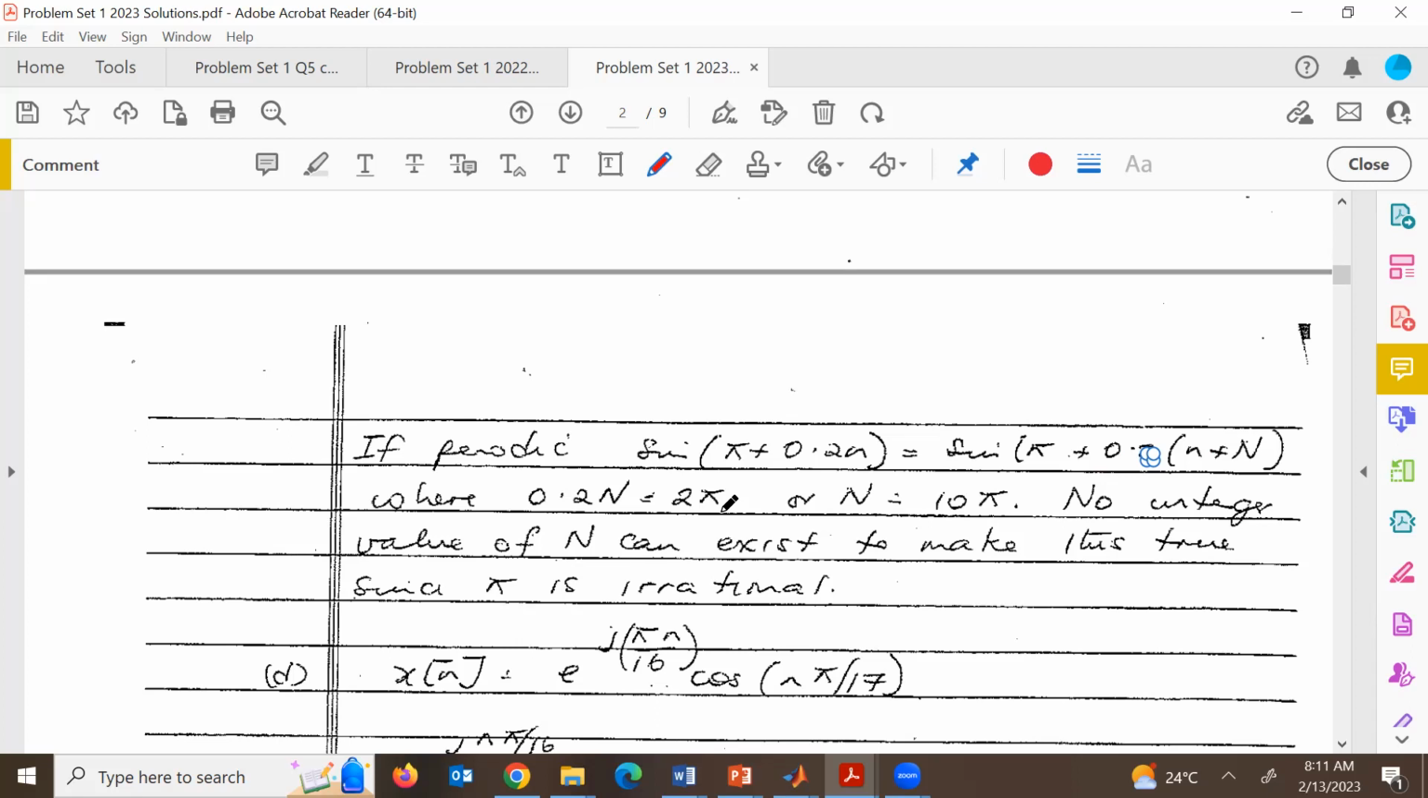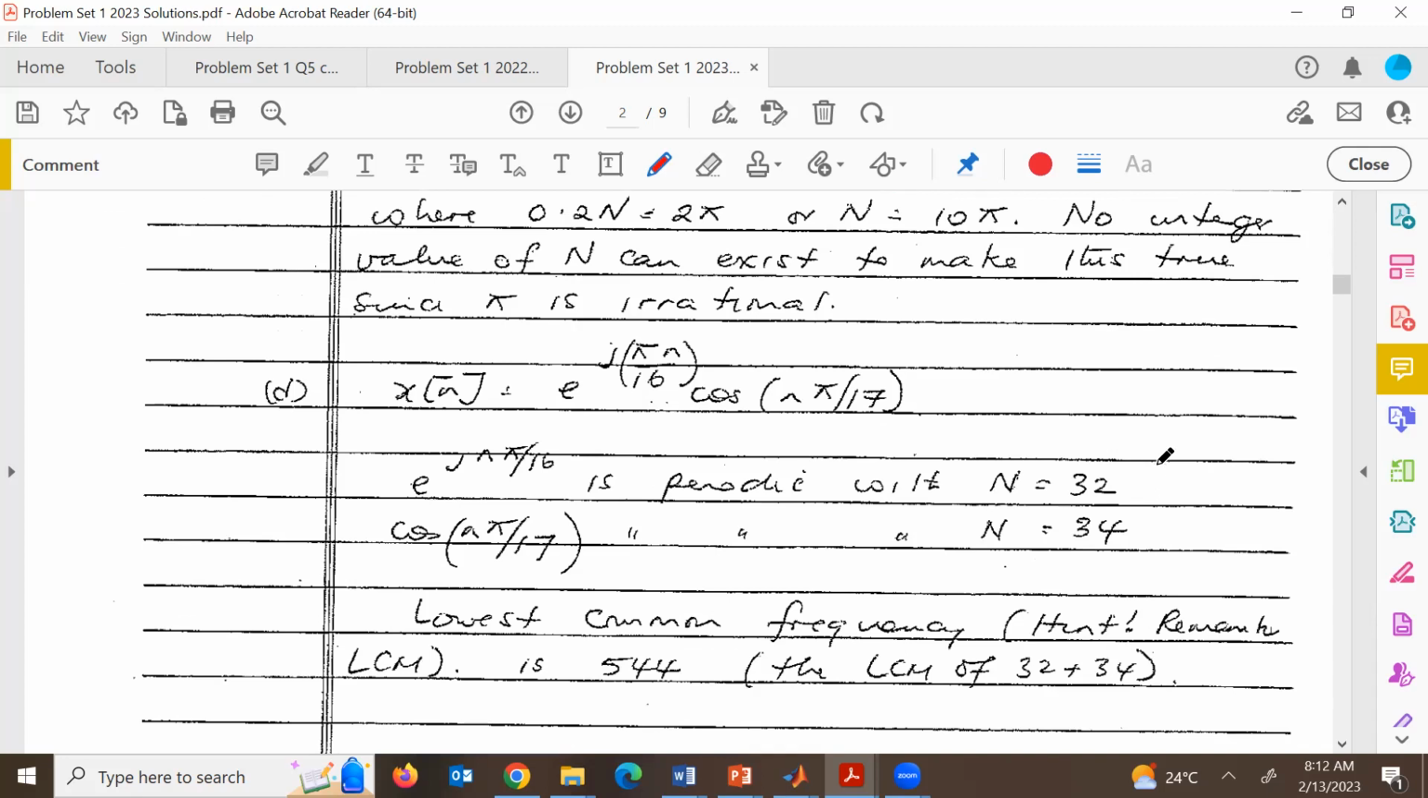It doesn't repeat itself. It's gone up to, I forget how much, hundreds and hundreds of millions of decimal points, and it's still not repeating itself. All right. So something like sine of pi plus 0.2n, from a discrete signal point of view, will not repeat itself. If you plot it, the envelope will look quite sinusoidal to your eyes, but from a signal processing point of view, they are not. Okay.